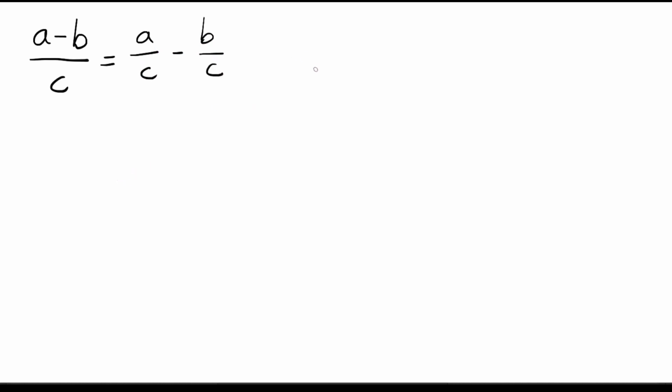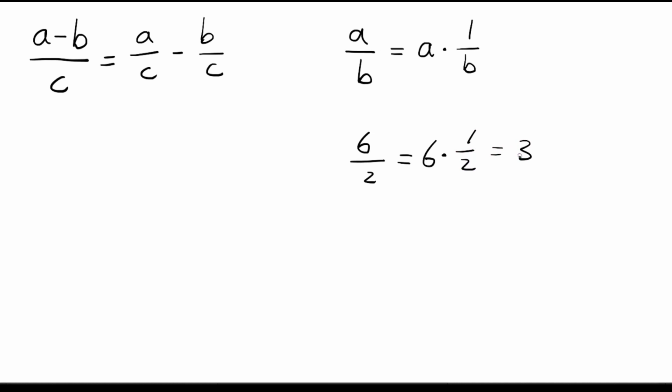And for multiplication, you have another rule: if you have a divided by b, you can write this as a times 1 over b. So dividing by b is the same as multiplying by 1 over b. For example, 6 divided by 2 is the same thing as 6 multiplied by a half, so equal to 3.